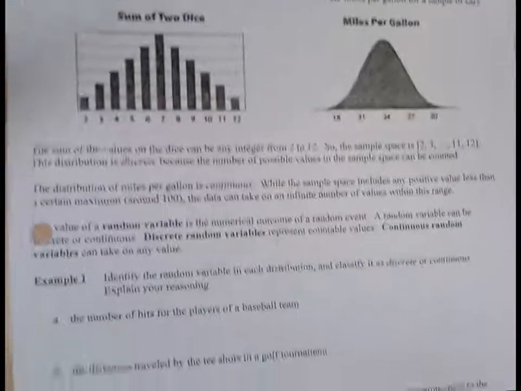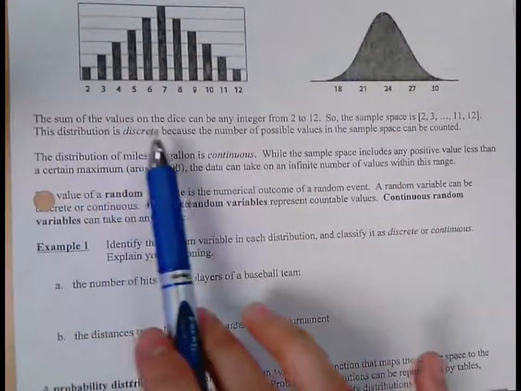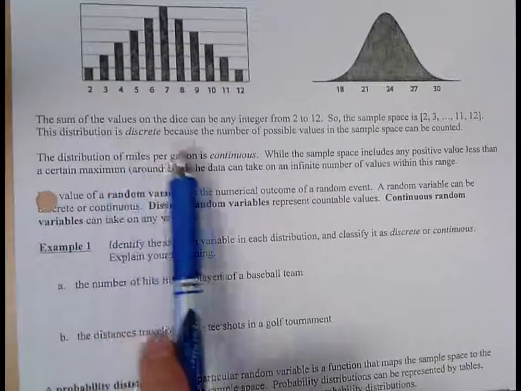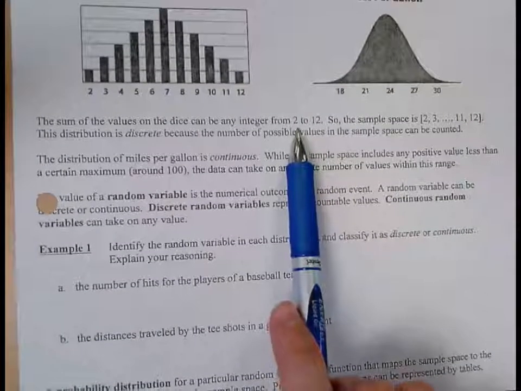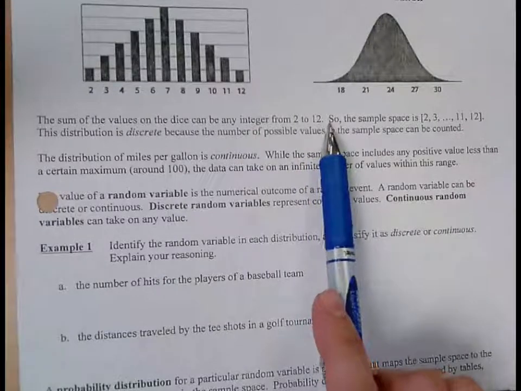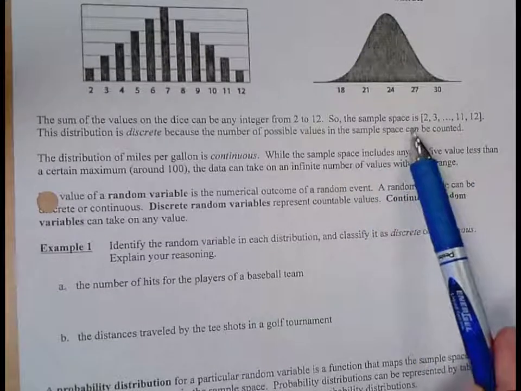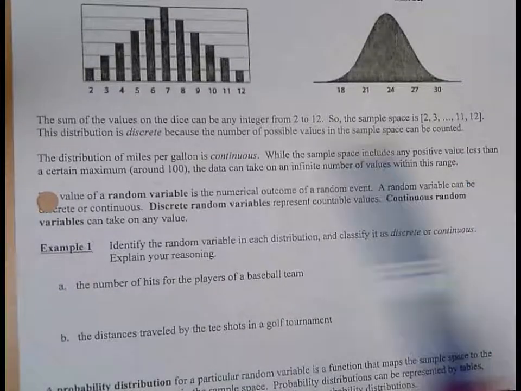So then it says below, the sum of the values on two dice. If you have two regular six-sided dice, and you took the sum of the values on the dice, the lowest sum would be if you had a 1 and a 1, so the lowest sum would be 2. The highest sum would be if you had a 6 and a 6, so 12. Or you could have any whole number in between. So the sample space would be the numbers 2, 3, 4, 5, 6, all the way up through 12.